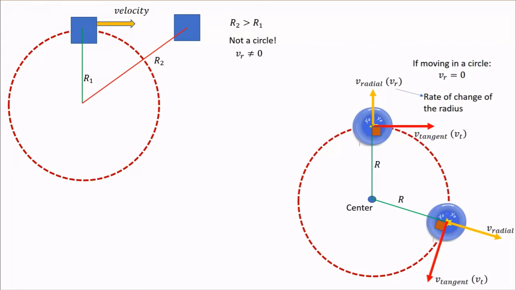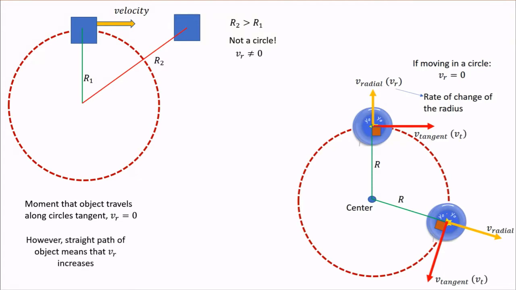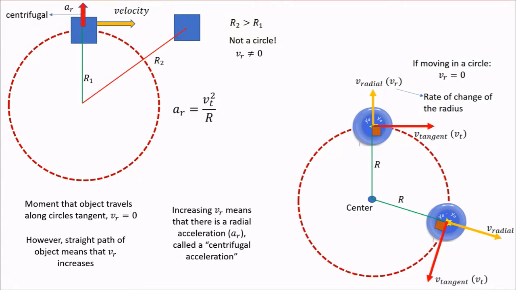So the way it works is like this. The moment that an object is traveling along the tangent of the circle, it has a radial velocity of 0. However, that radial velocity will increase as time passes and the particle continues to move in its straight path. This means that there is a radial acceleration, since the radial velocity changes. That radial acceleration is called a centrifugal acceleration, and it means that the radial velocity will increase outwards. This radial acceleration will always exist, since particles like to move in a straight line, and this is its value. It is the tangential velocity squared divided by the radius of the circle.